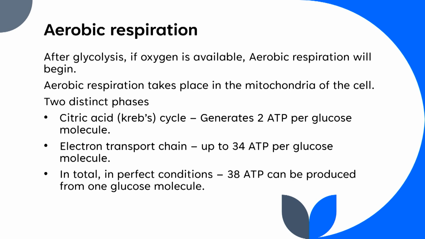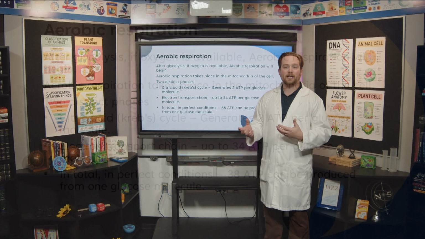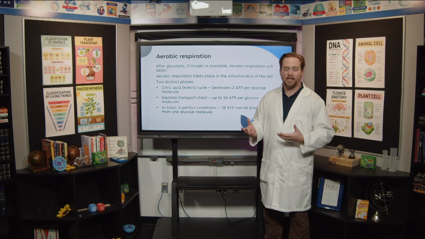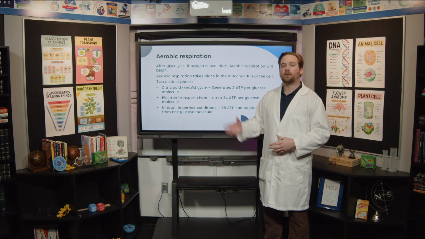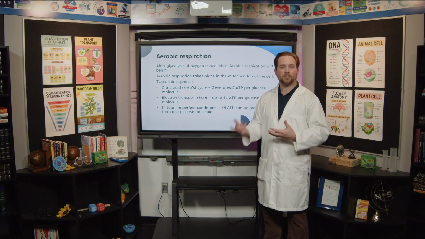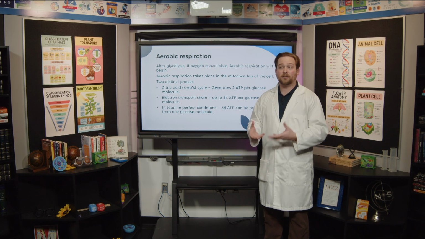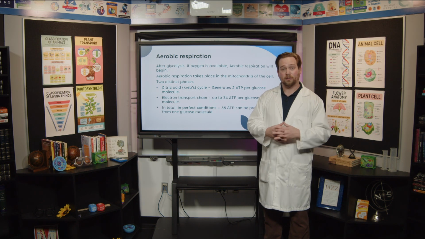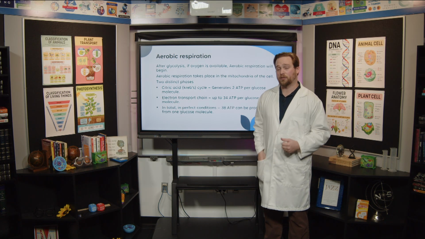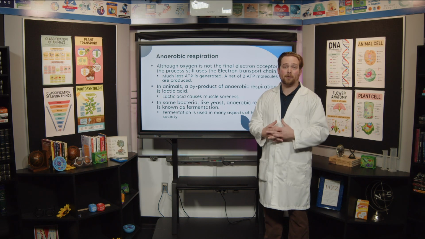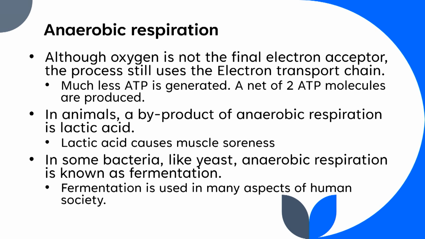In total, if all the conditions are perfect and everything goes exactly as it's supposed to, you can make a total of 38 ATP per glucose molecule through this process, but that number is slightly inflated. It's not always perfect. Sometimes you make less than that, depending on the environment. So this is aerobic respiration. There are pros and cons to this. The pro is we make a lot more ATP. The con is it has to be in the presence of oxygen. So what do we do if we don't have any oxygen? That's when we'll do this next type of cellular respiration known as anaerobic respiration.